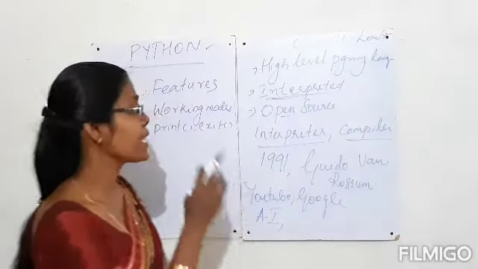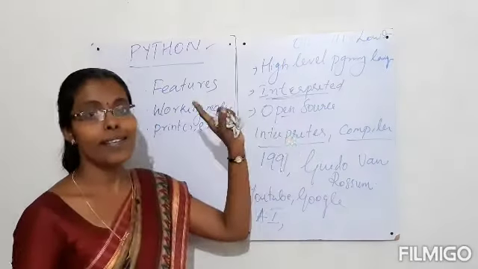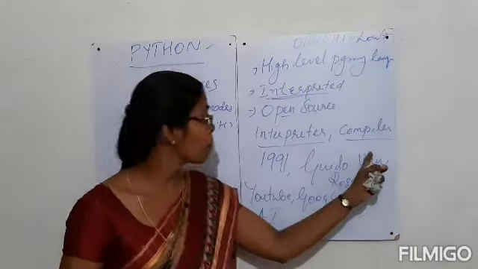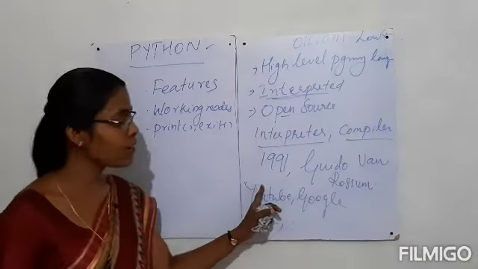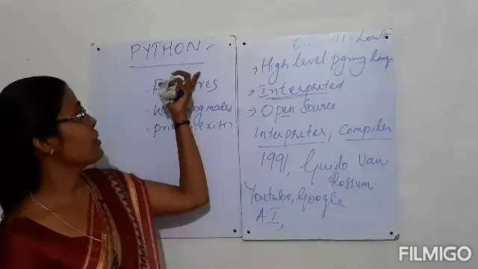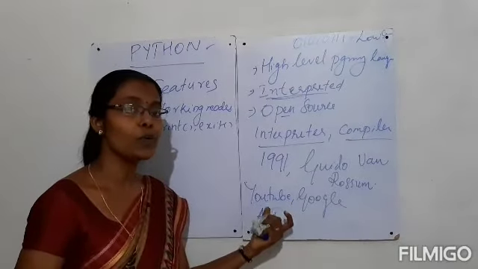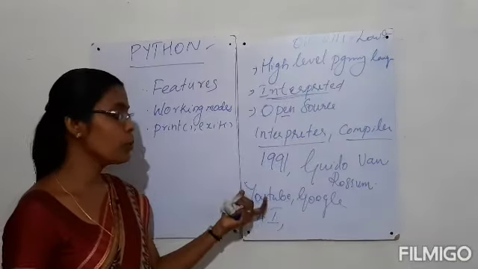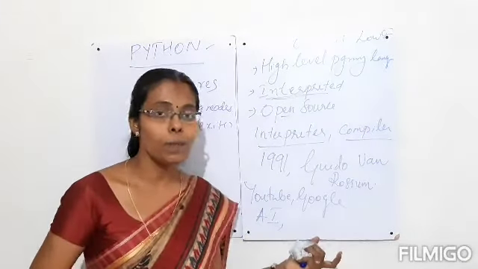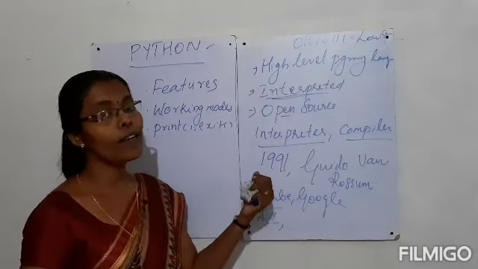So I'll come to the next features. I think this will be very clear. It is a high level programming language. It is interpreted, open source, and I told you what is interpreter and compiler, and it is developed in 1991 by Guido van Rossum. And the significance of Python: it is an open source software, and most of the companies nowadays are using this Python, like famous YouTube, Google, and for AI application, robotics engineering, all this purpose Python is used. So it is very user friendly and simple.